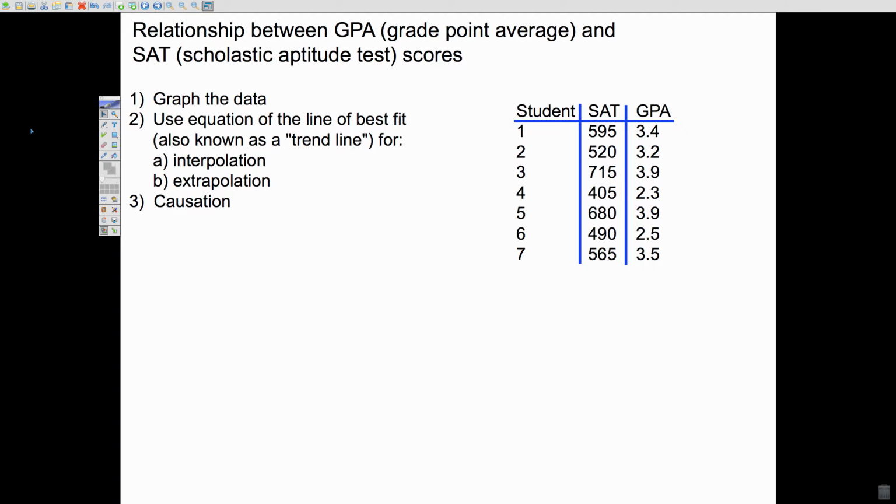This video will show you how to use a scatter plot and linear regression to do what's called interpolation and extrapolation, and then we'll talk a little bit at the end about what causation is and how it relates to what we're learning.